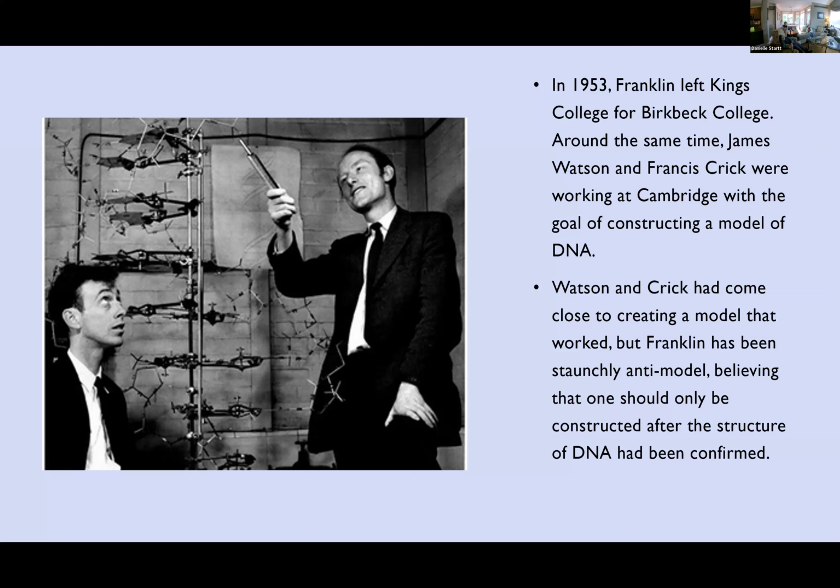So Watson and Crick had come close to creating a model that worked, but Franklin had been staunchly anti-model because she said that you should only create a model after you've confirmed the structure, rather than try and create a model and say, this makes sense, so it must be the structure.